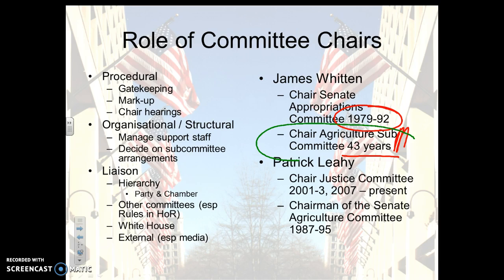Look at that, 43 years. Any decision on agriculture in the United States, any significant agriculture decision for 43 years had to go through James Whitten. That's incredibly powerful when you think about just how big an issue agriculture is in the United States. And here again, Patrick Leahy, he has been chairman of the Justice Committee for a significant amount of time. All that time, he's been approving appointments to the Supreme Court, as part of obviously the wider scrutiny process. And yeah, he was also on the Agriculture Committee, so yeah, he gets around a bit.